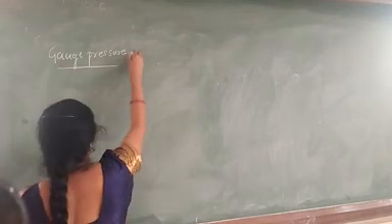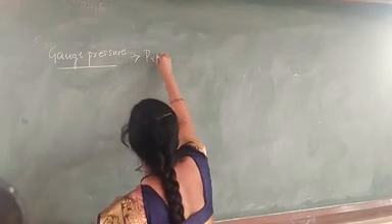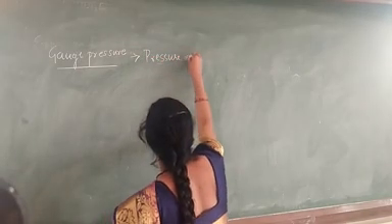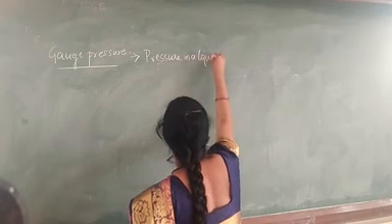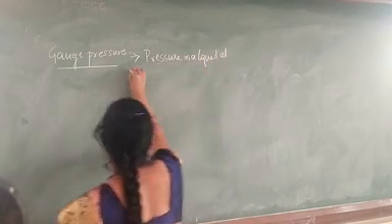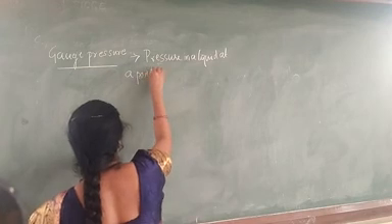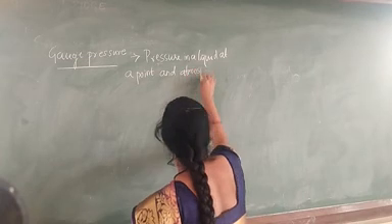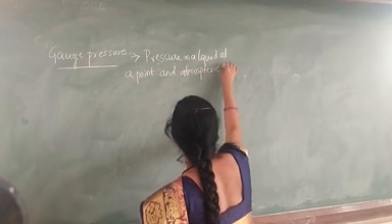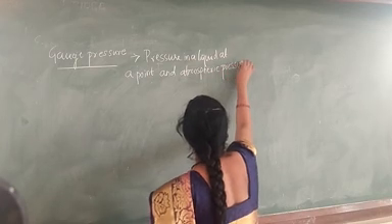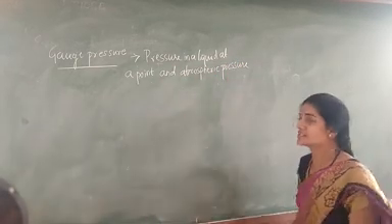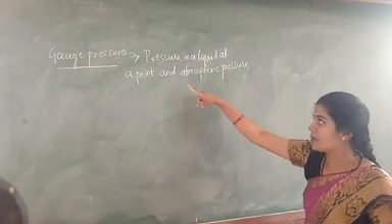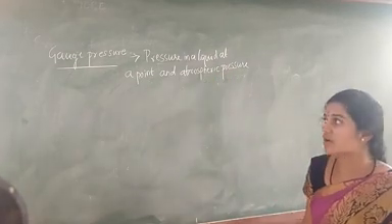Now next we have to study gauge pressure. Gauge pressure can be defined as the pressure in a liquid at a point and the atmospheric pressure. Gauge pressure means the pressure in a liquid at a point and the atmospheric pressure, which is called gauge pressure.